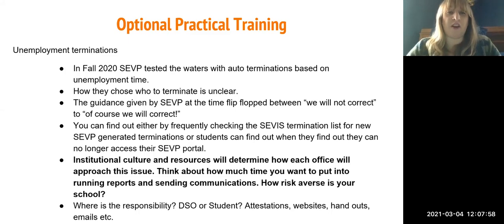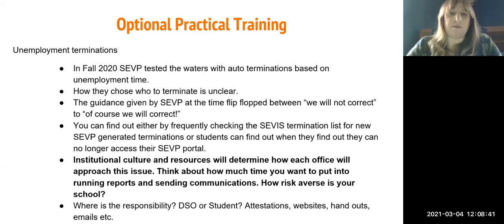What we've been doing is from time to time checking the SEVIS termination list to see if any records have been terminated recently for the reason of exceeding unemployment time, because without checking, there's no way to know. So that's what we've been doing. But that's all we've been doing. And we've also increased our communication to our students and increased the sense of urgency in that communication when we communicate with students about what their responsibilities are.